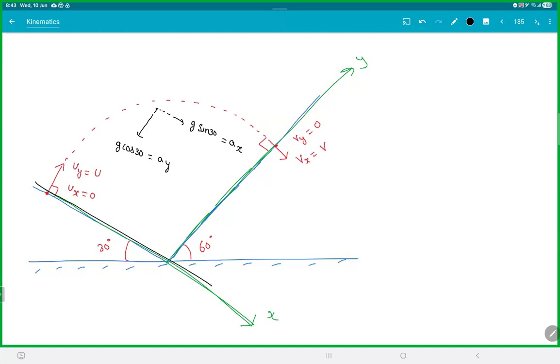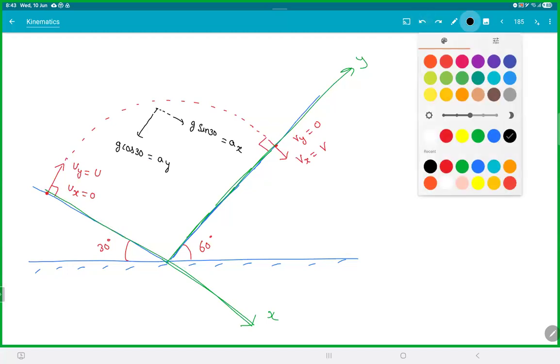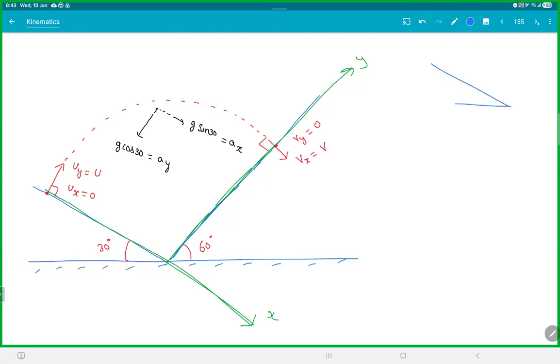I hope everyone understood how I got those components. Because you have taken this as inclined, right? If you're confused about that, I can just show you very fast here. See, if this is 30 degrees, the gravity g was here. This angle will be 30. So this component will be g sin 30, and that component will be g cos 30.